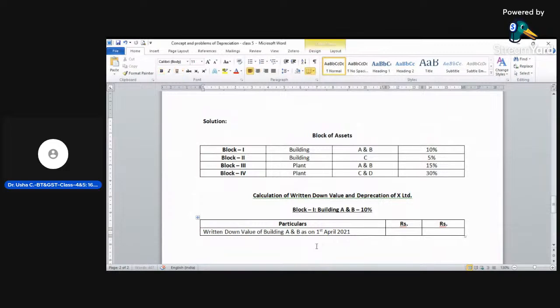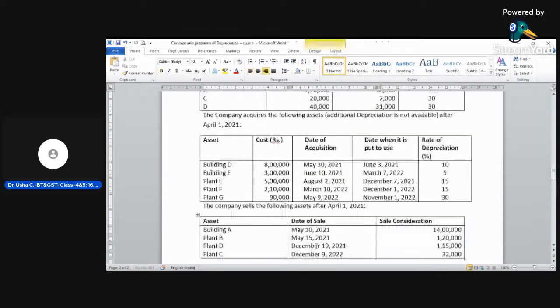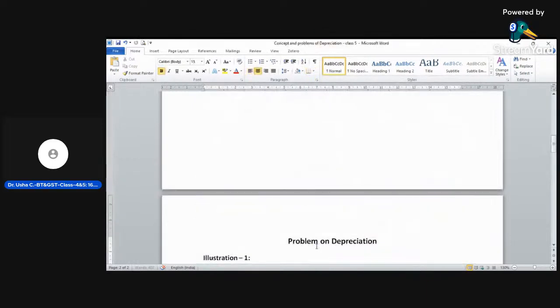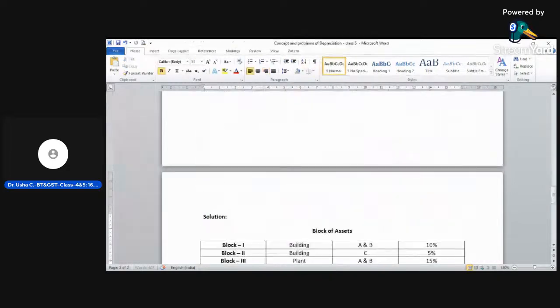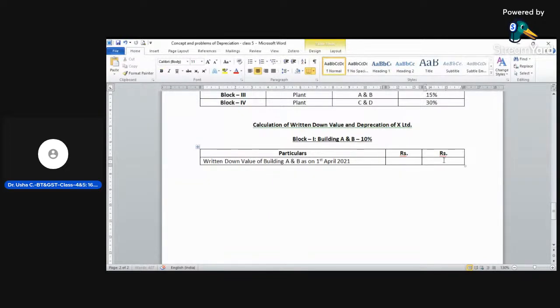WDV of building A and B as on 1st April 2022. What is the amount of WDV as on 1st April 2022? For assets A and B, it is 12,50,000 plus 1,25,000. How much is it? Just calculate and tell me. 12,50,000 and 1,25,000. It is 13,75,000. Correct. How did you get this? 12,50,000 plus 1,25,000. Correct.